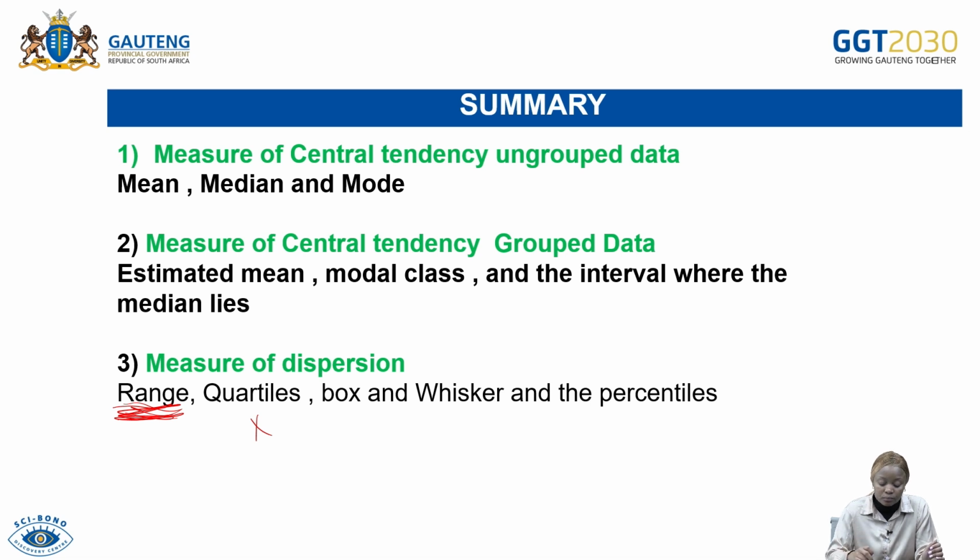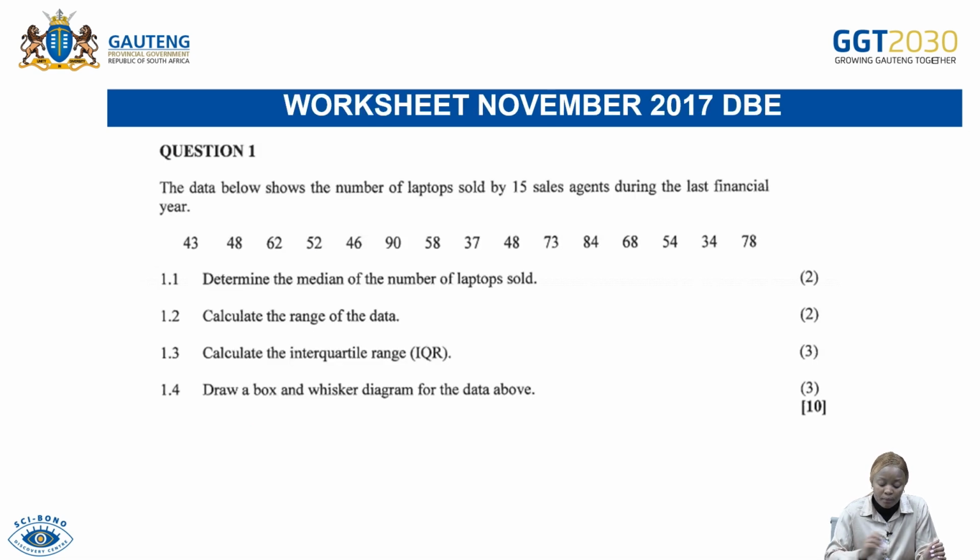And okay, and then I also included a worksheet for you guys, November 2017 of the DBE. Please, when you find time, do that worksheet. You have question 1 whereby you are given an ungrouped data. In 1.1, they're saying you must find the median, you must find the range, you must find the interquartile range, and then you must draw the box and whisker diagram.